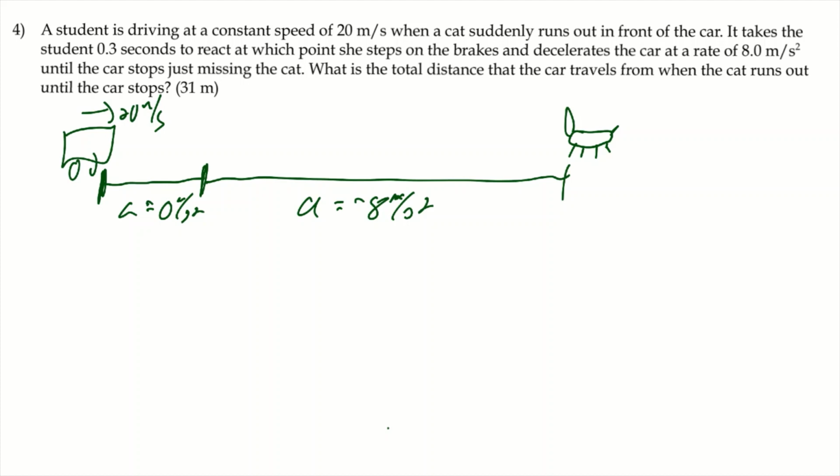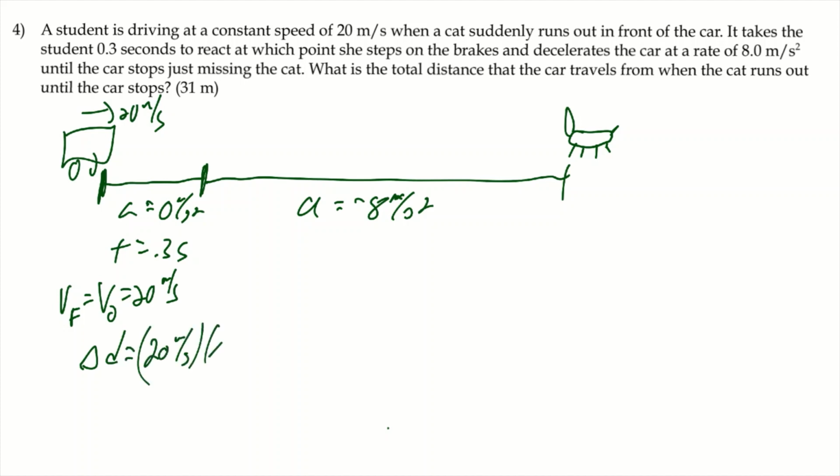So for example, in region 1, it took us 0.3 seconds to react. Our velocity was 20. Now, that's both the initial and the final, right? Because we're moving at constant speed. So that means the distance we travel is going to be 20 meters per second times 0.3 seconds, or 6 meters. So this distance we travel right here is going to be 6 meters.